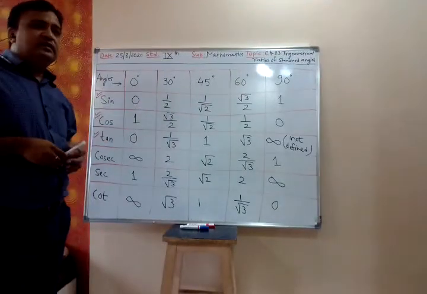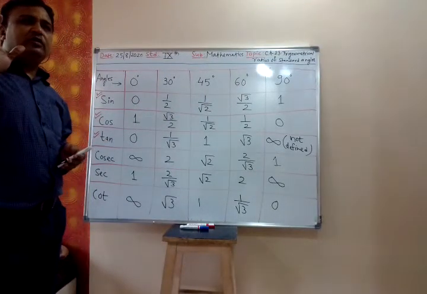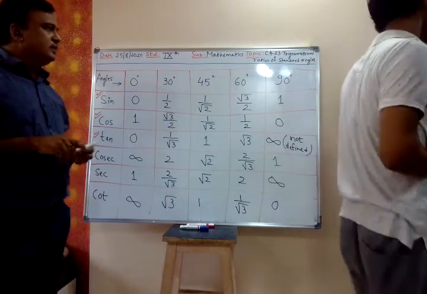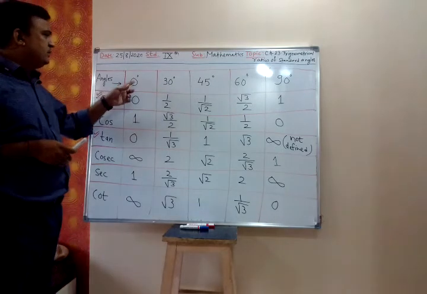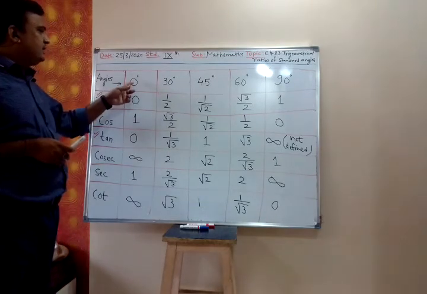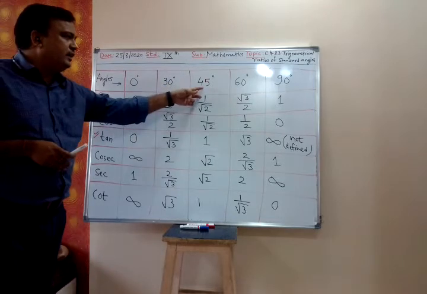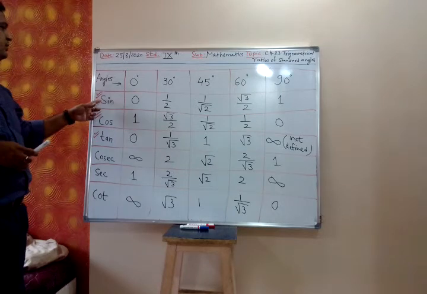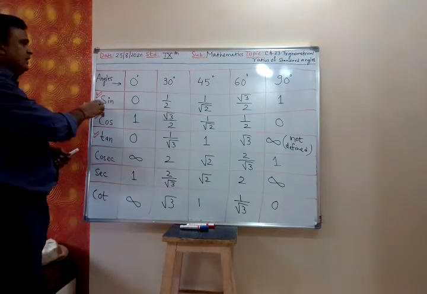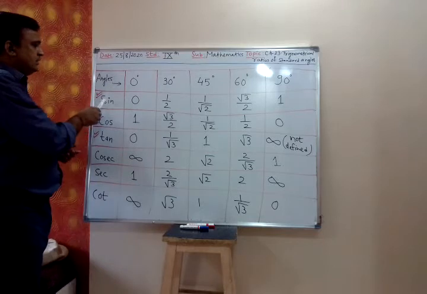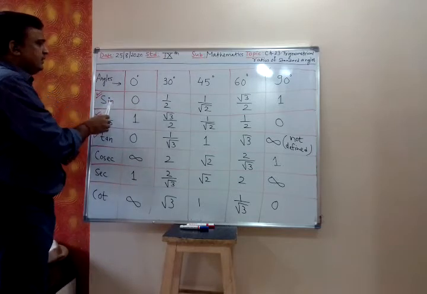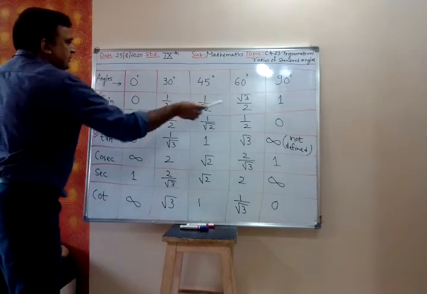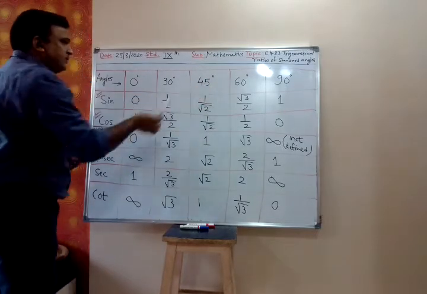Now in this chapter we will do the same thing, trigonometrical ratios, but with respect to standard angles. Standard angles are 0, 30, 45, 60 and 90 degrees. The formulas will remain the same. Then we have the trigonometrical ratio values: sin 0 is 0, sin 30 is half, sin 45 is 1 by root 2, sin 60 is root 3 by 2, and sin 90 is 1.